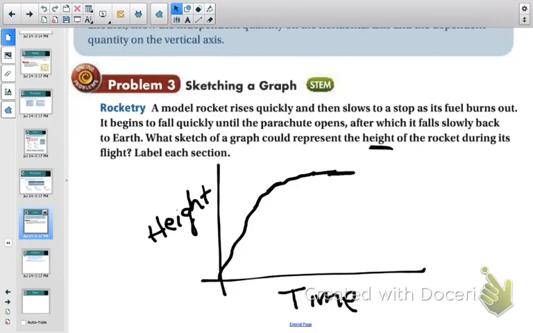Here's its peak. And then it starts to fall quickly, so pretty steep, maybe not quite that fast, but pretty steep, until the parachute opens, and then it falls slowly back to Earth. So when the parachute opens, then it starts going down not quite as fast, so we're going to make this line not quite as steep, so maybe something like this. Okay, so you can see the different parts here of this graph.